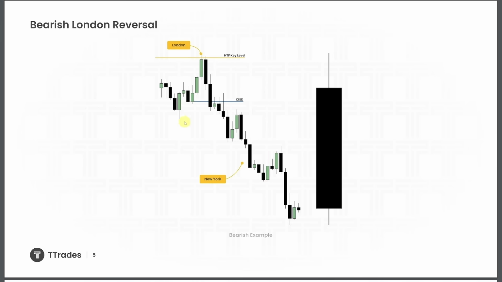Similarly here with a bearish London reversal, we open, we put in a high during London or 2 to 5, change the state of delivery, or get a market structure shift, inversion, however you define it. This London reversal leads into a New York continuation, completing the open, high, low close of the daily candle. Let's go into the charts and go over a few examples of this.